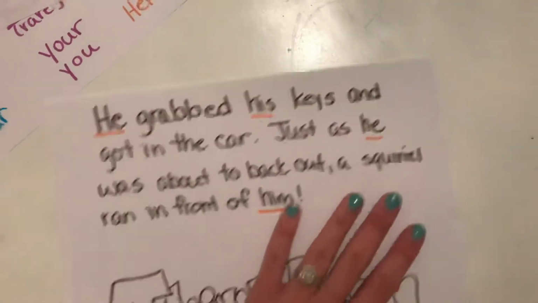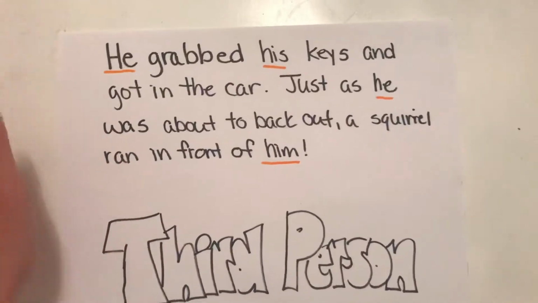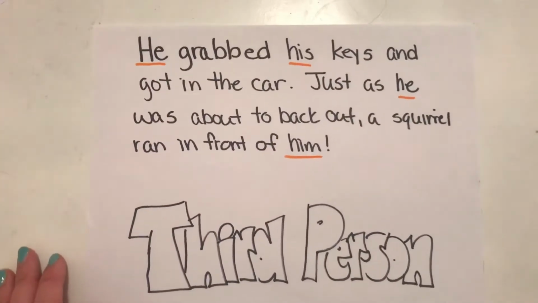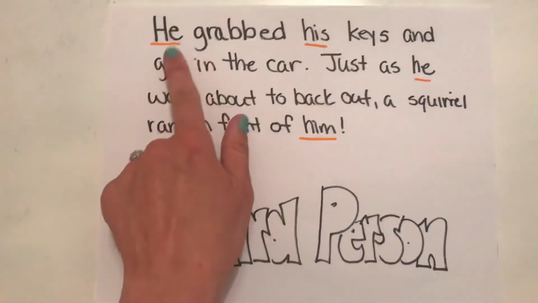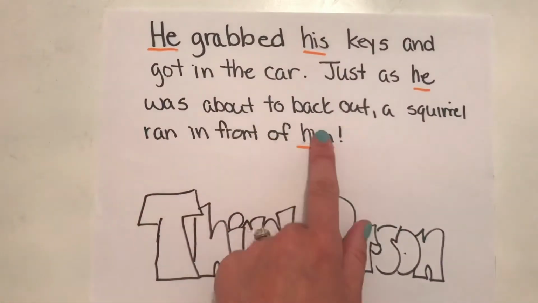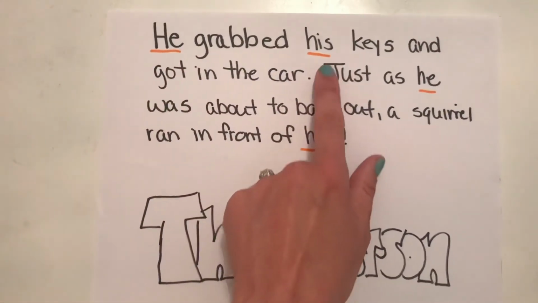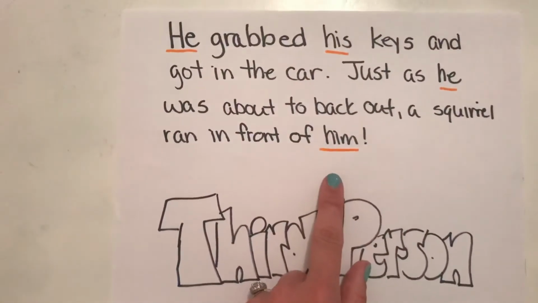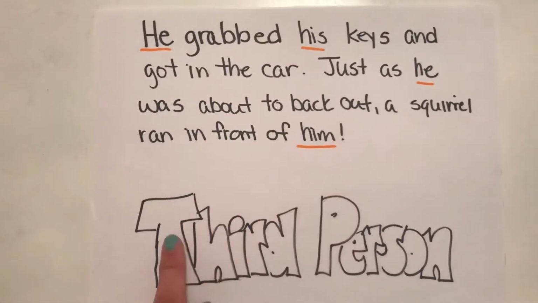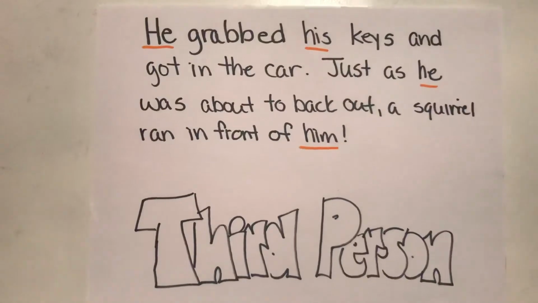Now, when we use third person point of view, the author uses words like he, him, or the name of the character. So: he grabbed his keys and got in the car. Just as he was about to back out, a squirrel ran in front of him. The words he, his, he, and him all indicate this is third person because the author is not telling the story as if it happened to themselves, but to someone else.